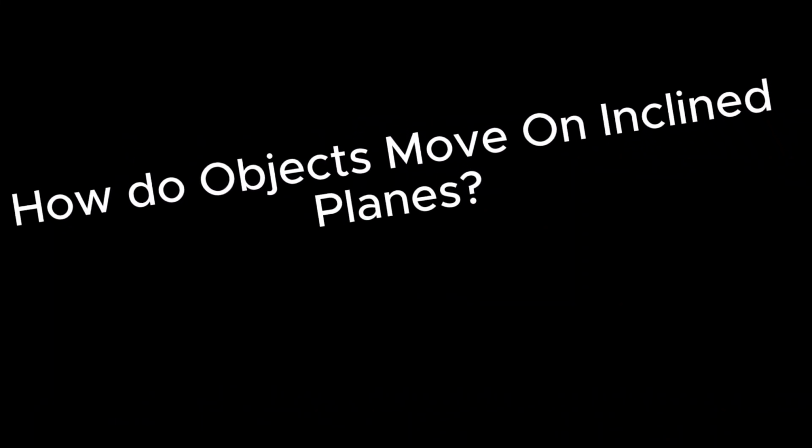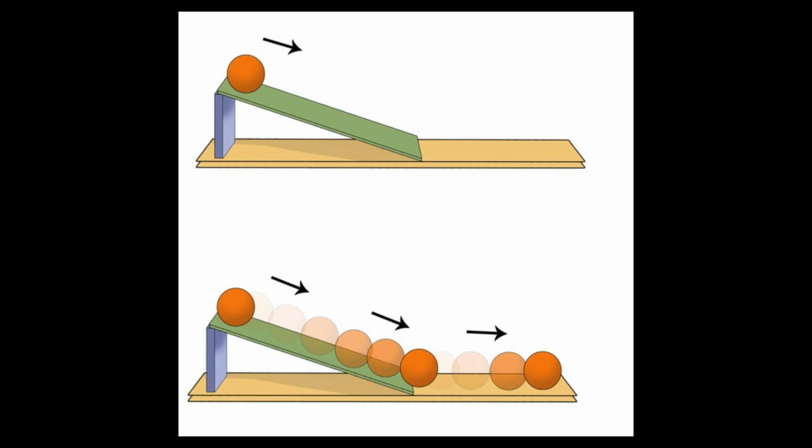We have examined forces on a horizontal plane and an object soaring through the air. But what happens when objects are on inclined planes? Inclined planes are similar but have a number of differences. The main difference is that an inclined plane is at an angle compared to the horizontal planes.